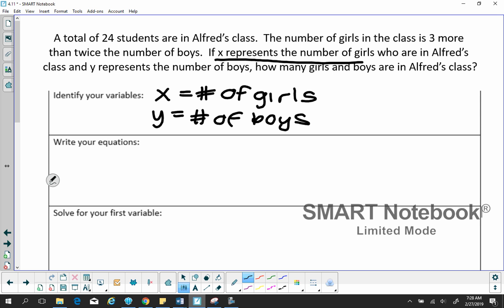So sometimes they'll give it to you in the problem, sometimes they won't. If they don't give it to you, usually the first thing you read is your X. So if I read about girls first, girls is probably going to be my X. And if boys come second in the word problem, boys is going to be my Y. Does that make sense?